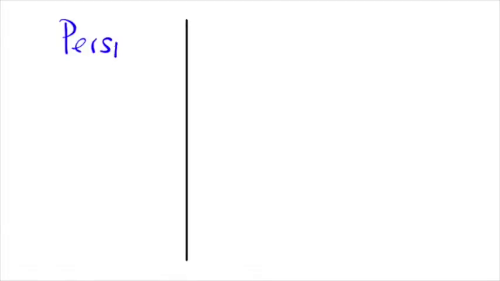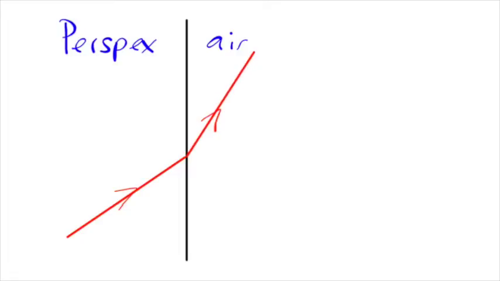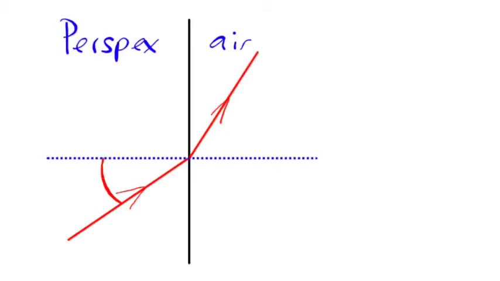Let me draw this situation. This is the boundary between perspex on the left and air on the right. Like in reflection, I'm drawing a normal where the incident ray hits the boundary. Between the normal and my incident ray, I have the angle of incidence. I call it theta perspex. The angle between the refracted ray and the normal is the angle of refraction named theta air.